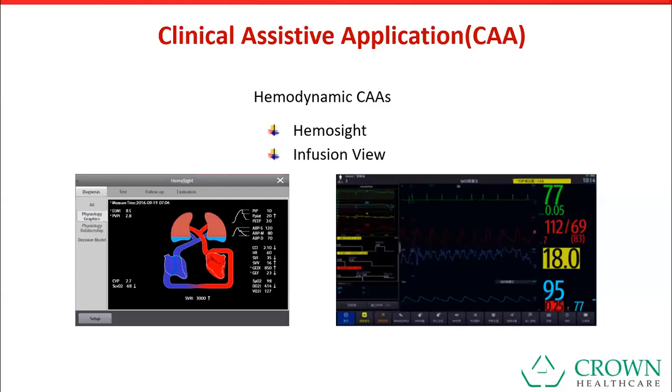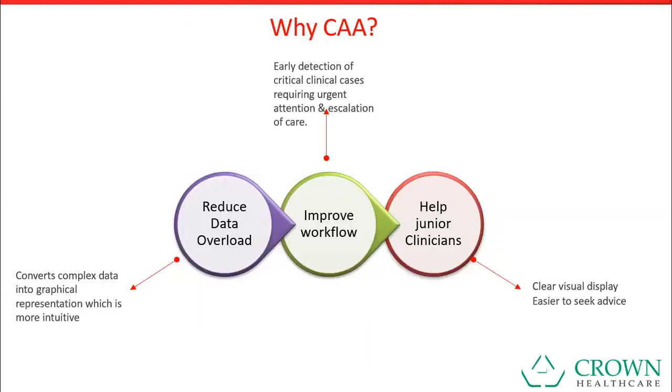And our question is, what are these clinical assistive application tools, and why do we need to have them in our patient monitors so that we can monitor our patient effectively? Number one, it reduces data overload. There is so much data in our patient monitors that it gives you an overload, so you cannot even make the right decision for your patients. This converts complex data into graphical representation, which is more intuitive. Number two, it improves your workflow. And lastly, it helps junior clinicians to make a clear direction and even escalate care for their patients.